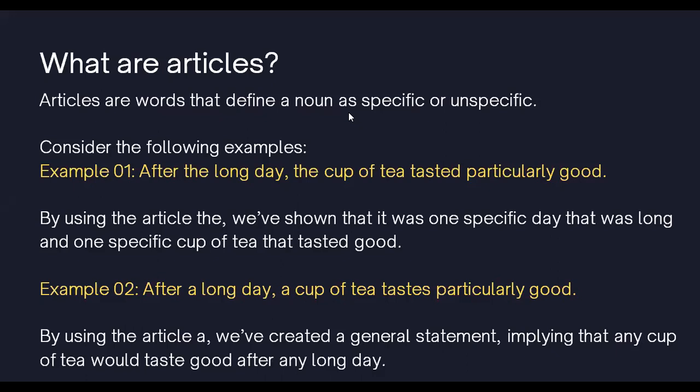Consider the following examples. Example one. After the long day, the cup of tea tasted particularly good. Here, can you see where the articles are used? In example one, you can see in front of long day, the long day, and then the cup of tea tasted particularly good. In this sentence, we have used two articles, that is the, in two places. By using the article the, what are we doing? We are trying to point out or identify one particular thing in it.